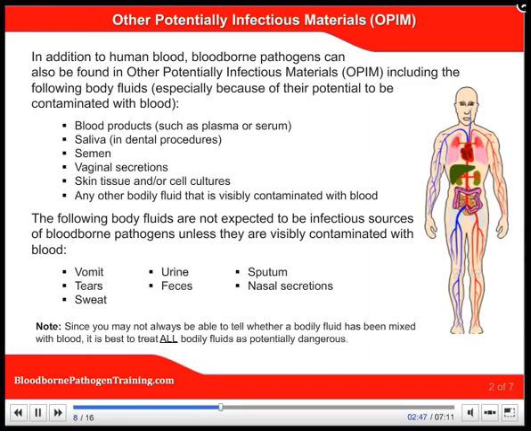The following body fluids are not expected to be infectious sources of bloodborne pathogens unless they are visibly contaminated with blood: vomit, tears, sweat, urine, feces, sputum, nasal secretions. Note: since you may not always be able to tell whether a bodily fluid has been mixed with blood, it is best to treat all bodily fluids as potentially dangerous.